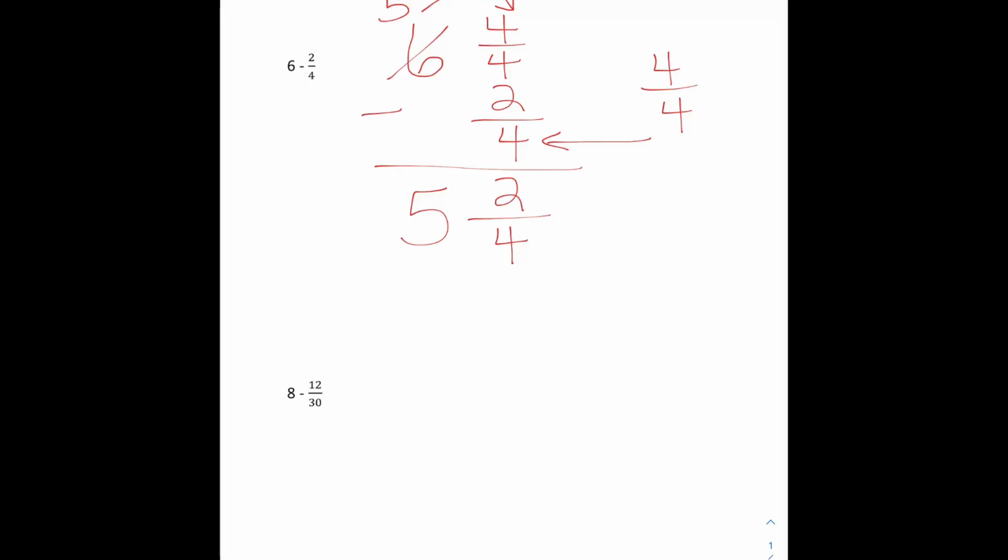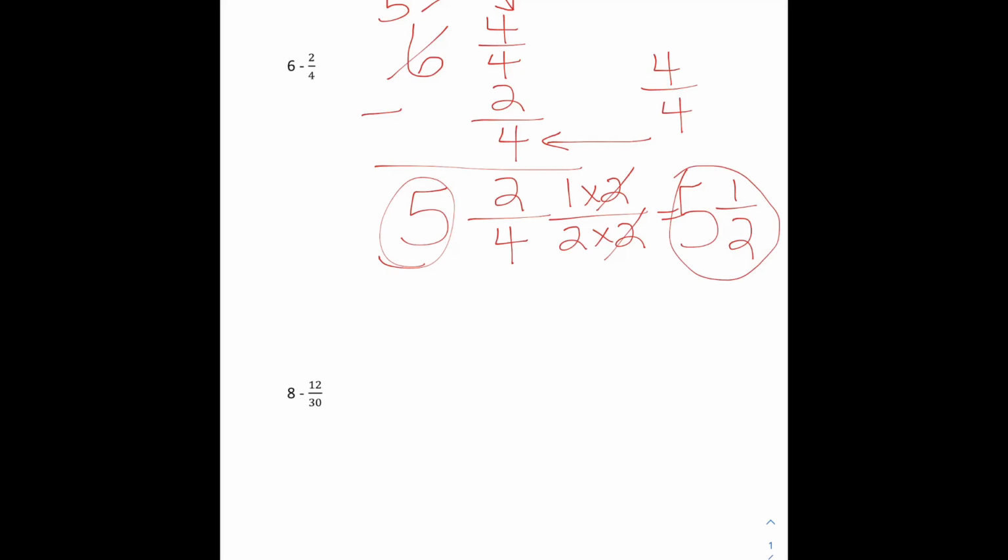Then we have to make sure our fraction is simplified. So we write our factors. The factors of 2 are 1 times 2. And the factors of 4 are 2 times 2. We cross out like numbers, and we get 1/2. We also have this 5 wholes in front of it, so it's actually 5 and 1/2.